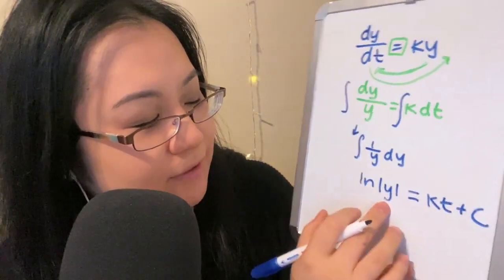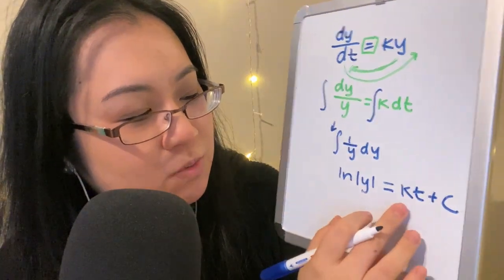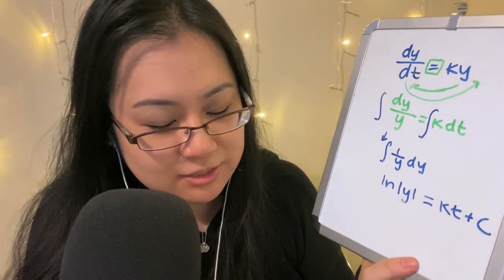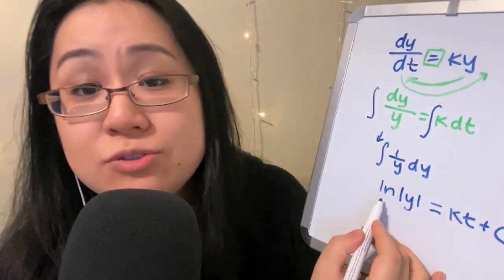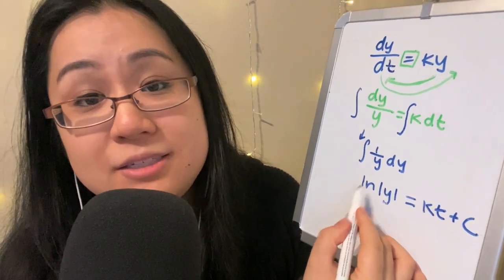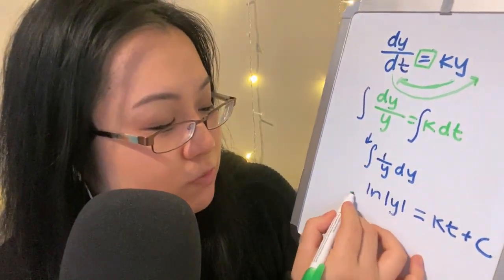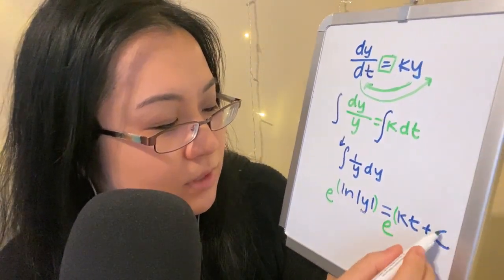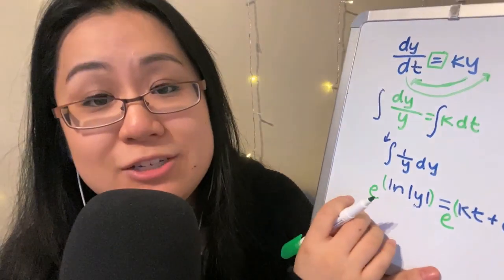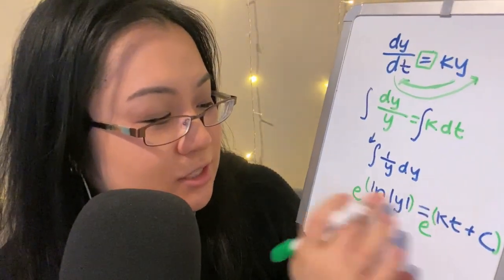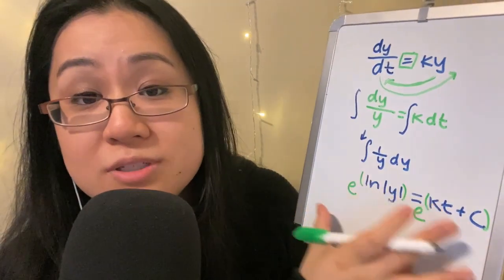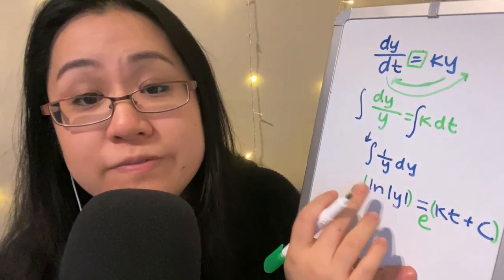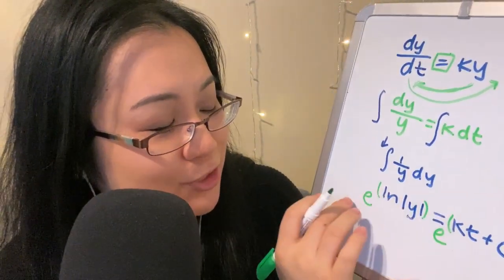Okay, so now that we have the natural log of the absolute value of y equals kt plus c, we're almost there. We're trying to solve for y here. When we have a natural log, that is log base e, right? So we're going to take e to the power of both sides, because it's an equal sign. As long as I do the same thing on both sides, it still remains equal. We're going to do that because we have e to the power of natural log of absolute value of y, which gets rid of it.